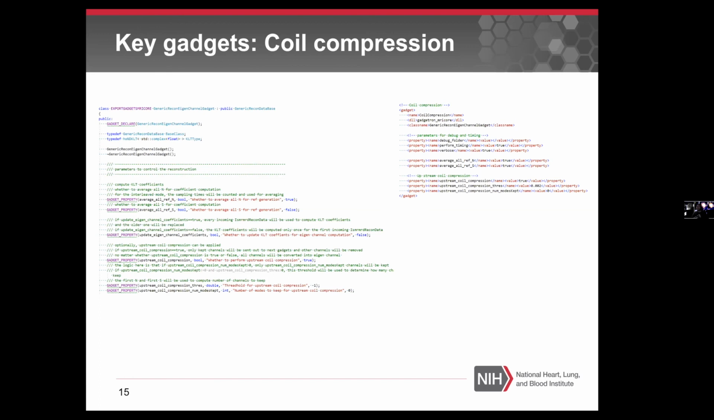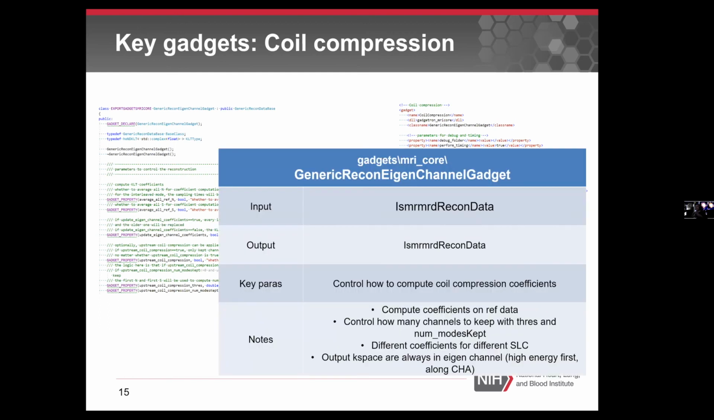even if we don't throw away any channel in the coil compression, it will still convert all the channels into eigenchannels. So input and output is still a Recon data, but in this case, both data and reference will be changed to the eigenchannel. Coil compression coefficients are only computed on the reference data, then applied to the data, to the imaging data array.